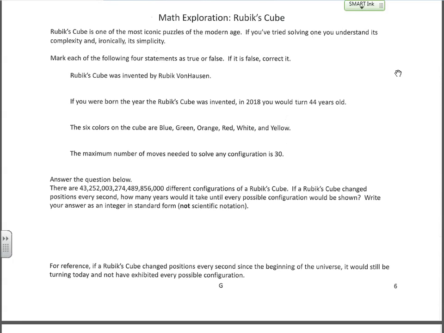formula. Mark each of the following 4 statements as true or false. If it's false, correct it. I don't expect you to know these off the top of your head, so the Google will be great help here. Then answer the question here down below.